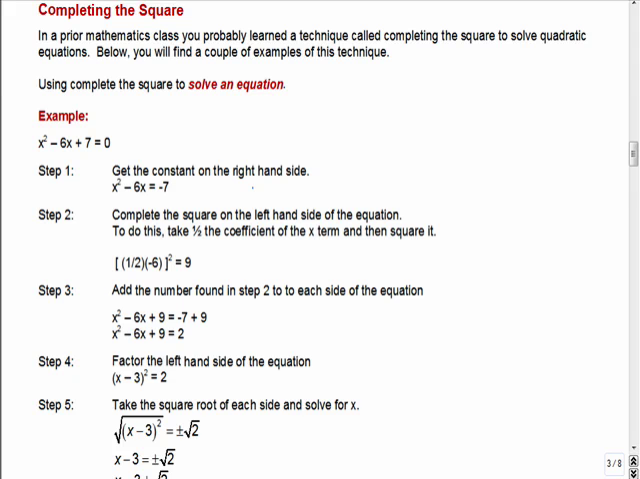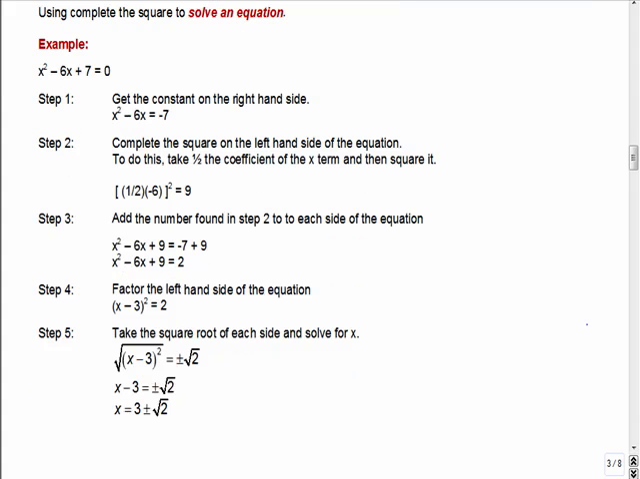Step 4, factor the left-hand side of the equation. If I factor the left side, that will give me x minus 3 multiplied by x minus 3, or x minus 3 squared equals 2. And now we can solve the equation by taking the square root of each side. So when I take the square root of the x minus 3 squared, that'll just give me x minus 3. And then I would take the square root of 2.